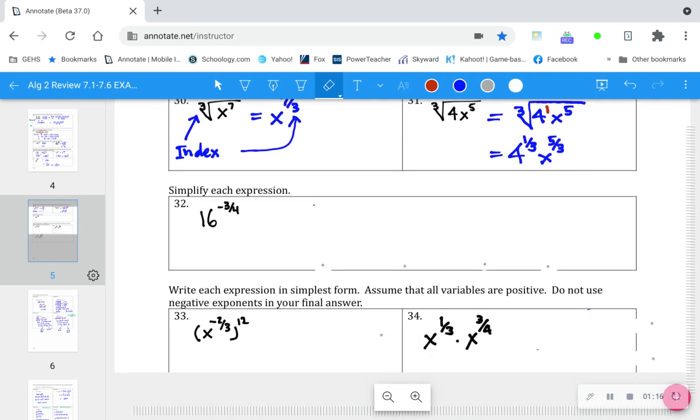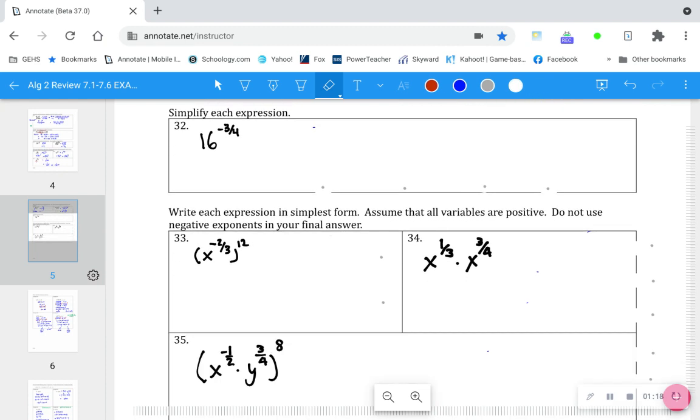Okay, example 32. We have a negative exponent, so we're going to take care of that by taking that downstairs. And now we have a positive exponent. And then the index here, because of the 4 on the bottom of that rational exponent or that fractional exponent, is going to give a 4th root of 16 to the 3rd power. Now 2 times 2 times 2 times 2 gives 16. So the 4th root of 16 is 2, and then you have to cube it, which gives 8. So our final answer here is 1/8.